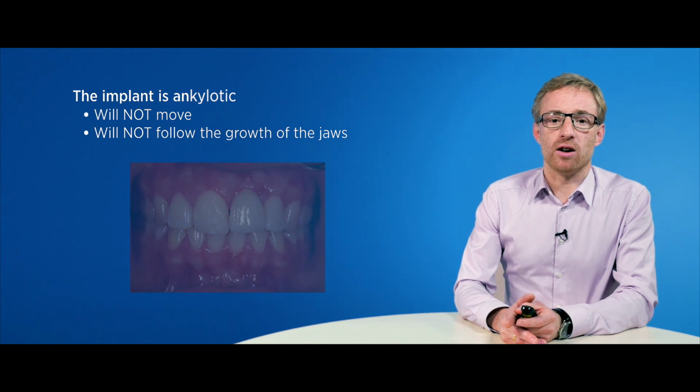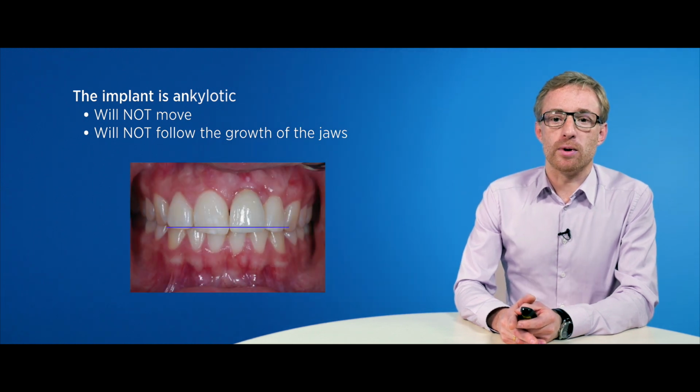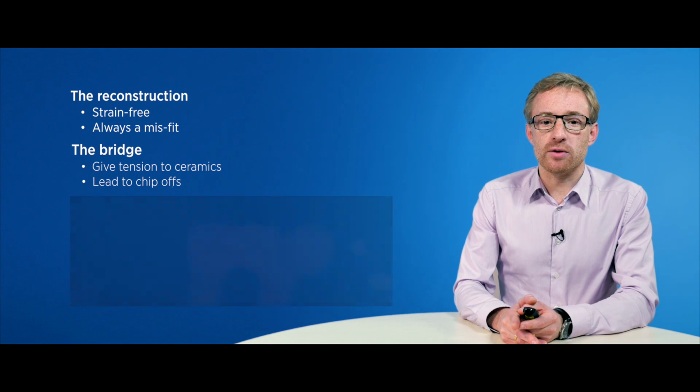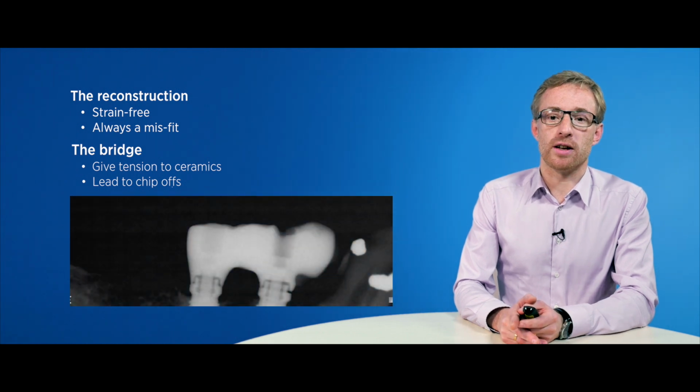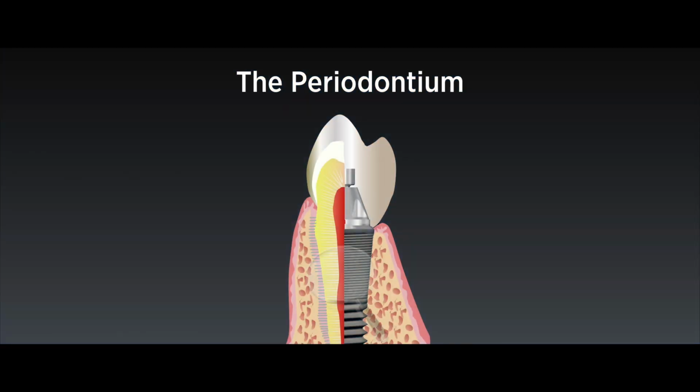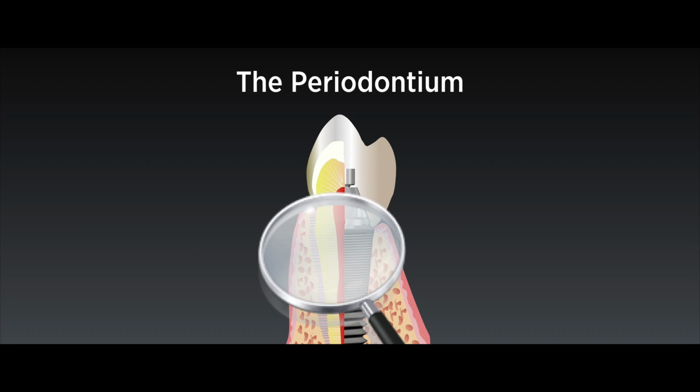The implant is ankylotic and will not move. Neither will it follow the growth of the jaws. The clinical implication is that on teeth the reconstruction will always be strain-free, while on implants there will always, more or less, be a misfit. The bridge will be slightly bent, giving unfavorable tension to the ceramics, leading to chip-offs or unfavorable loads on the screw.